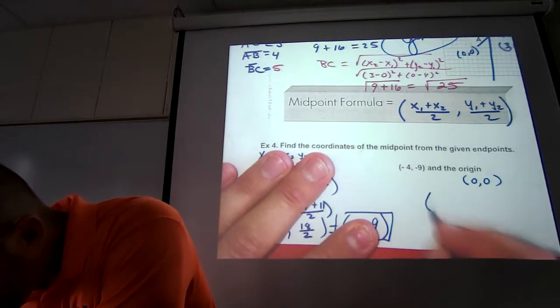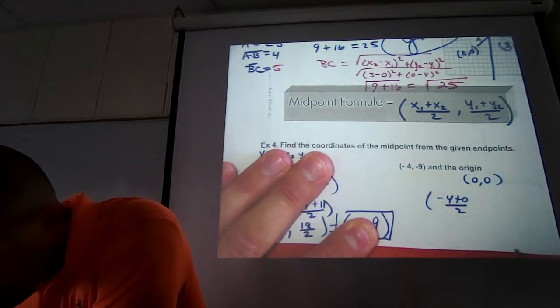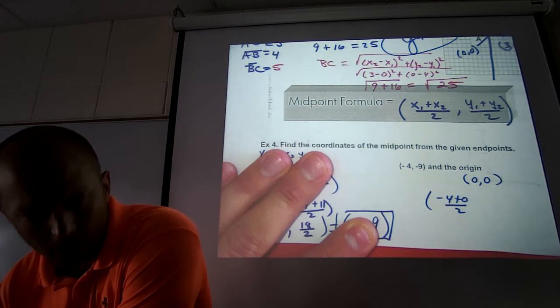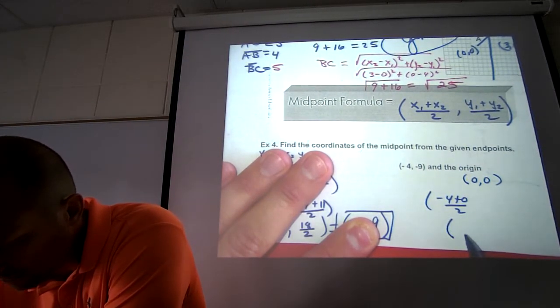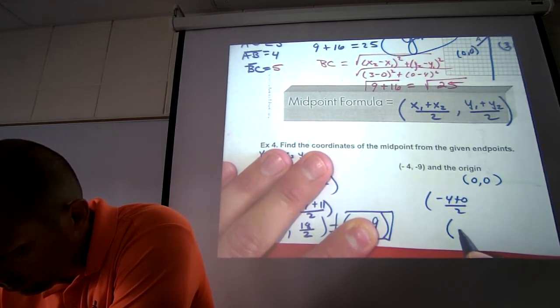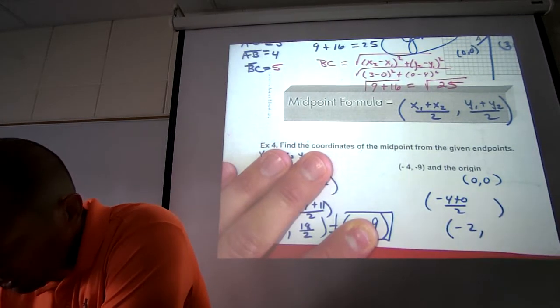So I'm going to take my x's, negative 4 plus 0, and divide by 2. What's negative 4 plus 0 divided by 2? What do you guys get? There you go. Same thing with the y's.